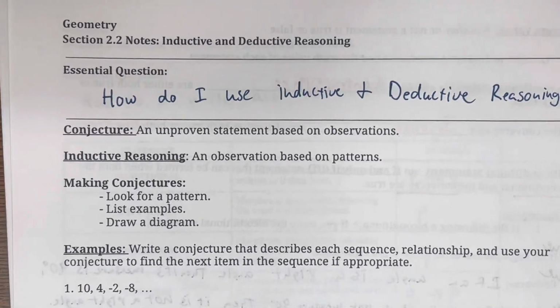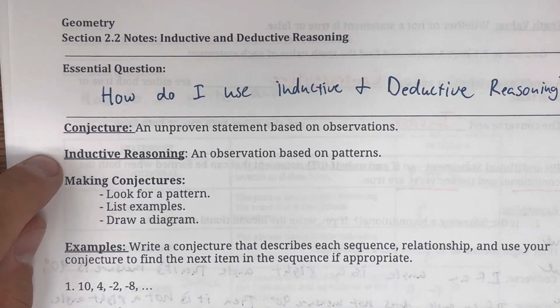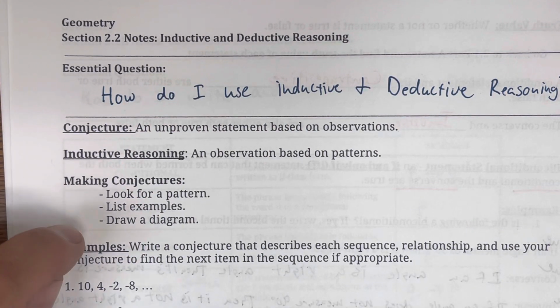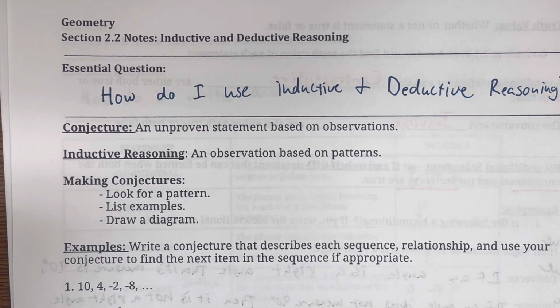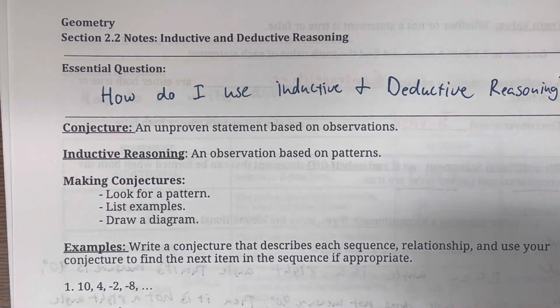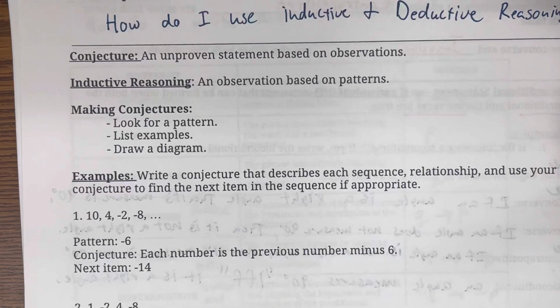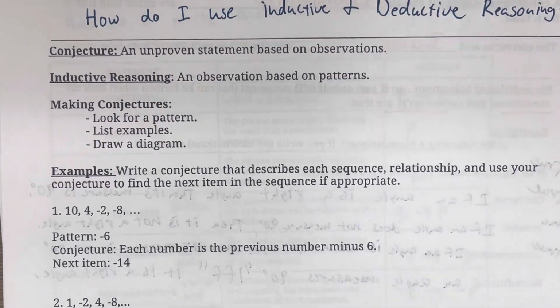So when I make a conjecture, I'm using inductive reasoning because I'm basing it off patterns, not facts. I'm going to list some examples. I'm going to draw a diagram and I'm going to see what I see. So you've probably done some problems like this, and it's looking at a pattern. And based off the pattern, we can form a conjecture to find the next item.